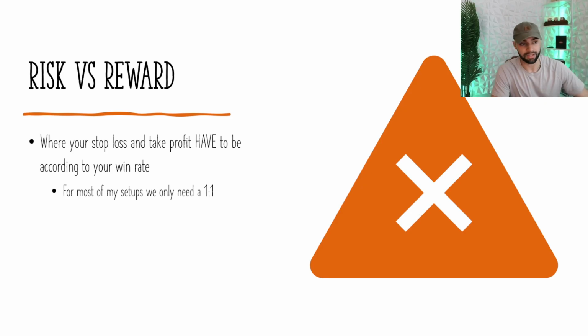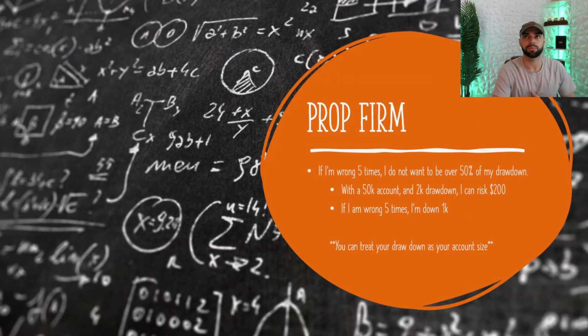But when it comes to prop firms, we already talked about this a little bit, right? If I'm wrong 5 times, I don't want to be over 50% of my drawdown. So with the 50K account, 2K drawdown, I'm risking $200 per trade. If I'm wrong 5 times in a row, I still have half the drawdown left and ready to go.